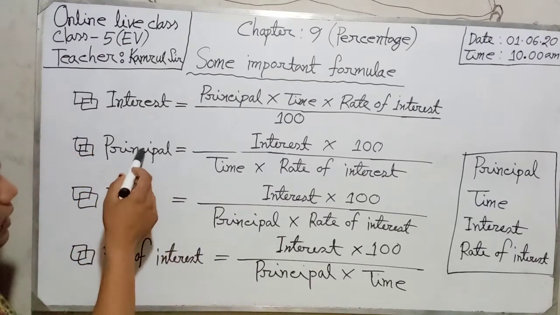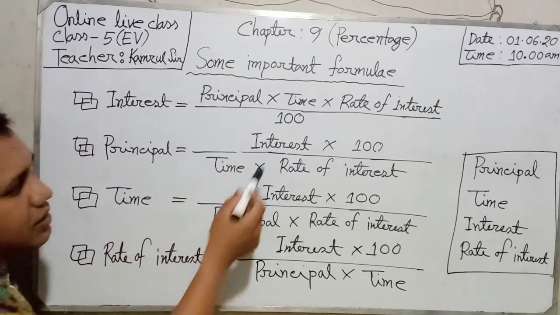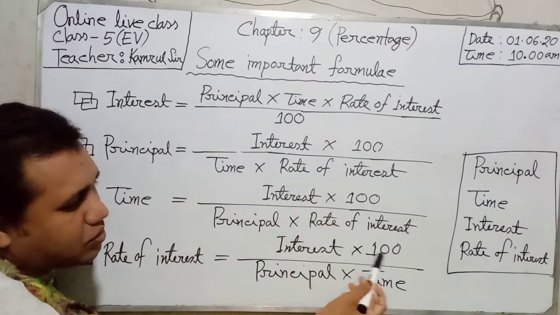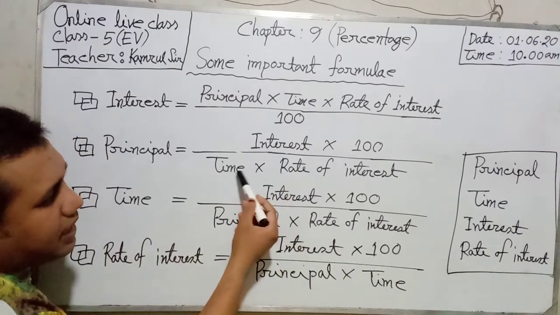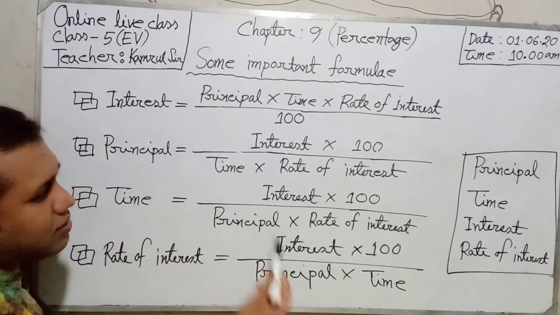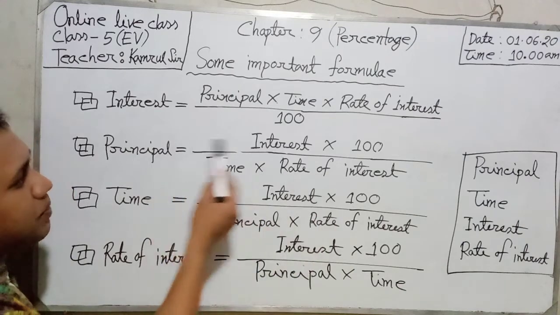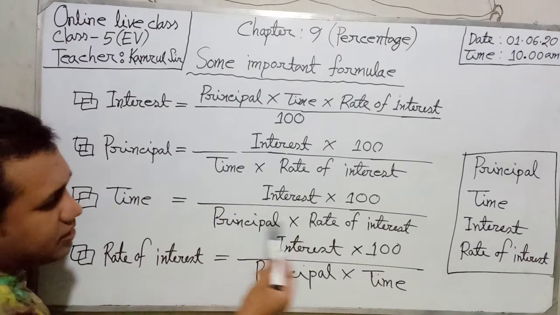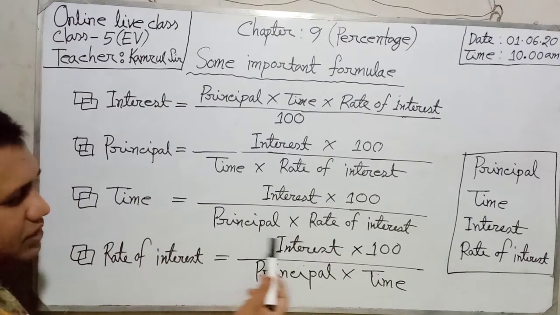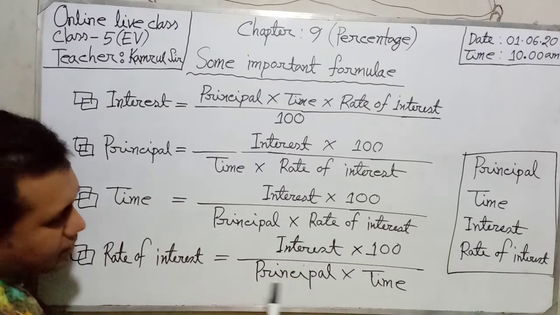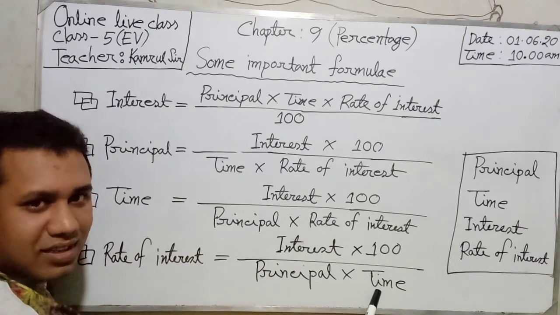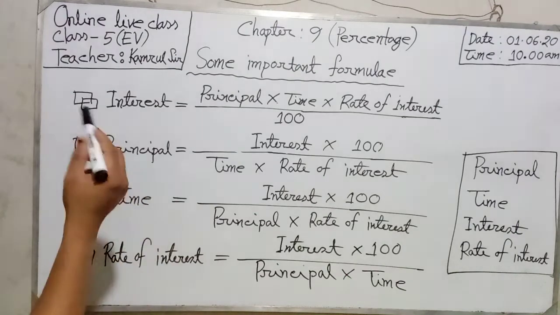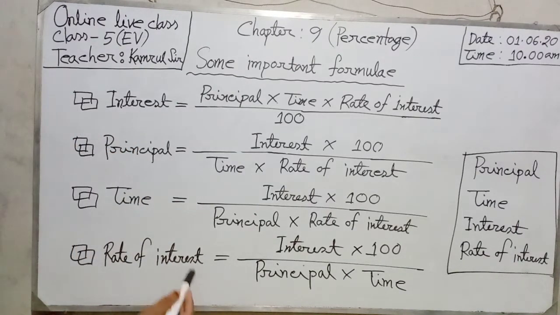So look, in the last three, the numerator is interest into 100, interest into 100, interest into 100. And as the denominator, which two? The remaining ones. Look, principal and interest are written, so the remaining two. Time and interest are written, so this one is remaining. Rate of interest and interest are written, so principal and time remain. Clear? So it's very easy. If you can understand, it will be very easy.